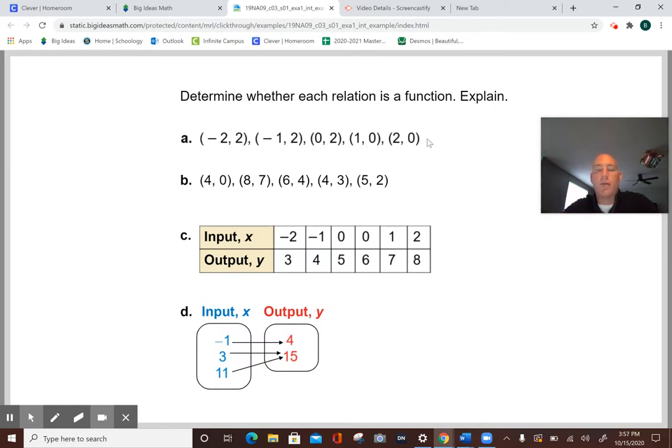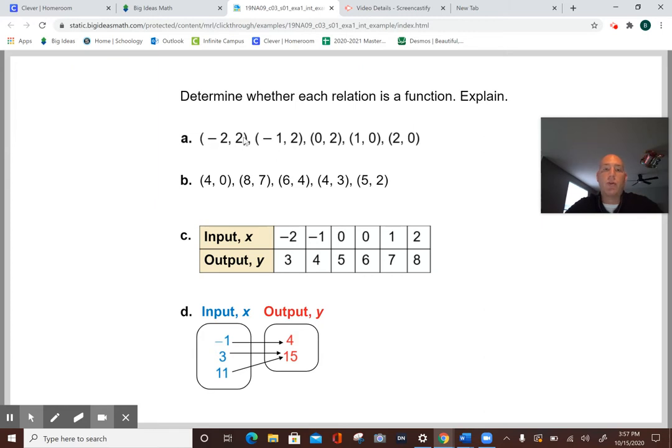So when we look at a, we have to decide whether or not it's a function, and we have to explain. We look at this relation. If I input -2, I get out 2, input -1, I get out 2, input 0, I get out 2, input 1, I get out 0, input 2, I get out 0. Don't let this confuse you and answer one simple question. Does every input have one output?